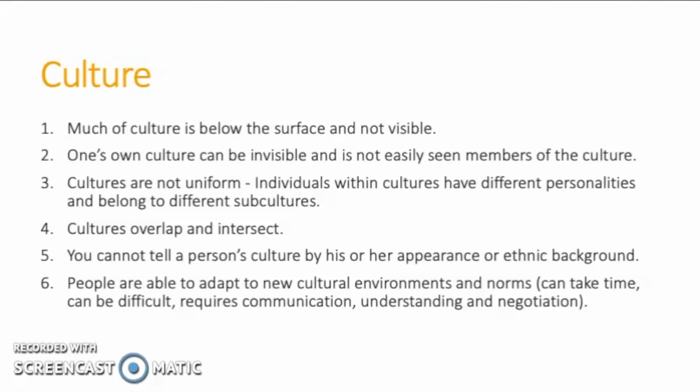Cultures are not uniform. Individuals within cultures have different personalities and belong to different subcultures. Cultures overlap and intersect. You cannot tell a person's culture by his or her appearance or ethnic background. People are able to adapt to new cultural environments and norms, which can take time and be difficult. It also requires a lot of communication, understanding, and negotiation.